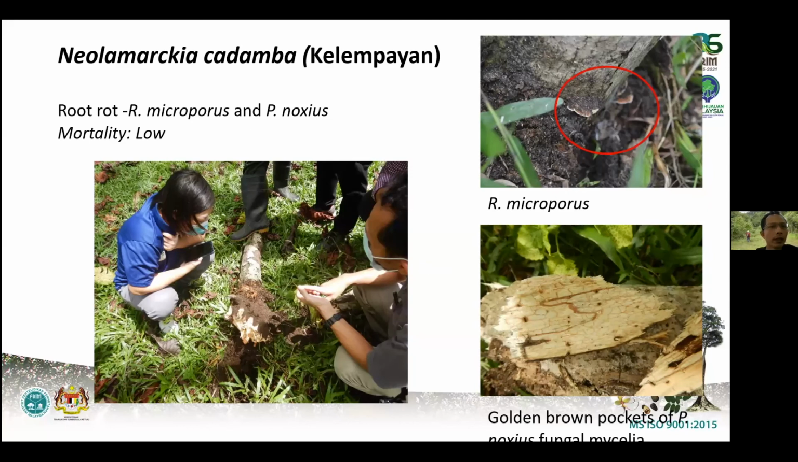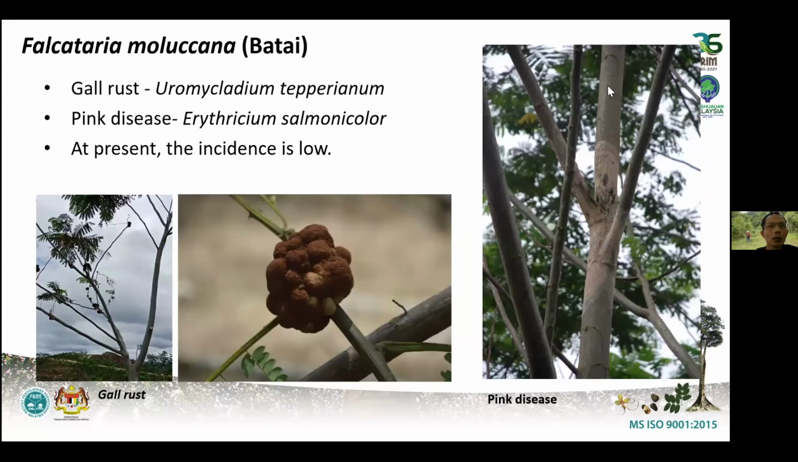Okay, and on Falcataria moluccana, or batai, we have two diseases. First is gall rust caused by Uromycladium tepperianum, and pink disease caused by Erythricium salmonicolor. Okay, at present the incidence is also low.